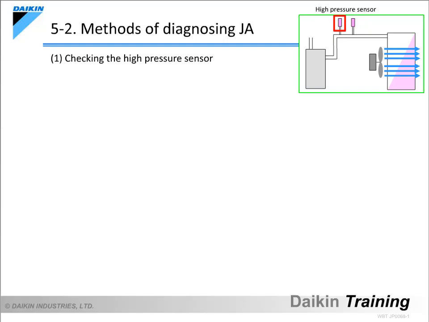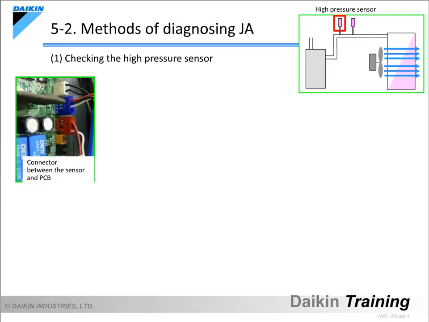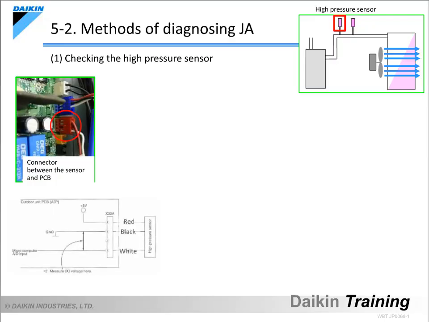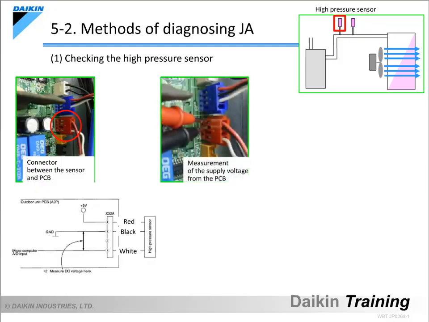When the JA malfunction code appears, it may point to a faulty device peripheral to the high-pressure sensor. First, check whether the high-pressure sensor's connector on the PCB is properly connected. If it is, check the voltage output from the PCB in order to determine whether the PCB or sensor is faulty. In order to check the PCB voltage output, first set the tester to the DC mode. Then, as shown in this photograph, place the tester's negative probe on the black wire at the high-pressure sensor's connector, and the positive probe on the red wire.